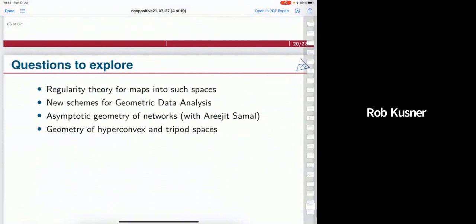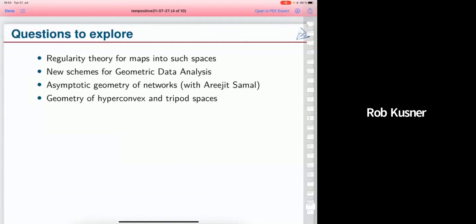Now I'm coming to the end. This is just, in some sense, the beginning of a project. So there are many questions. For instance, you can turn back to analysis, you can define energies, which then have certain convexity properties for maps into such spaces, and you can analyze a regularity theory for maps into such spaces that minimize some energy functional. Energies, of course, again, are constructed in terms of square distances, and we're scaling them and maybe letting the distances go to zero. Then from this construction, you can have more schemes for what I might call geometric data analysis, as opposed to simply topological data analysis.